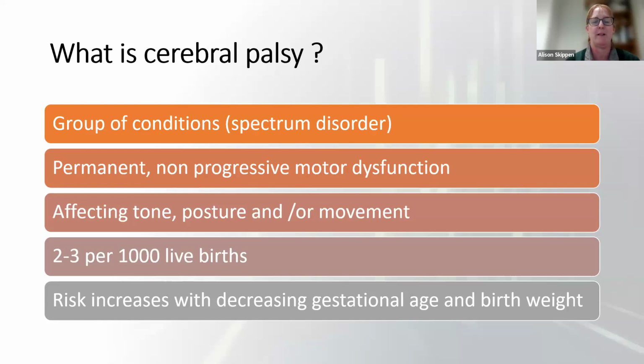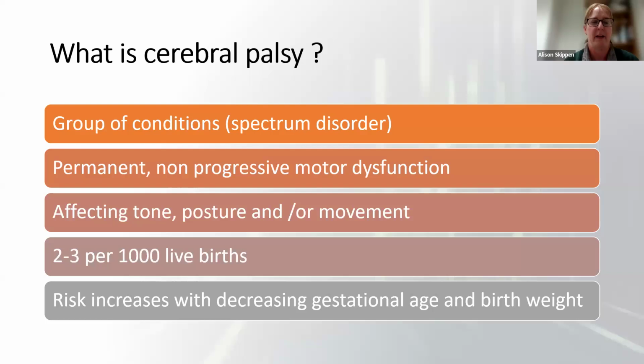episode that's happened to the brain that's caused this non-progressive motor dysfunction happens usually around the time of birth, either antenatally, perinatally, or postnatally, but it can actually happen anytime, usually they say up to about the age of 4 years. That's, I guess, the way they describe cerebral palsy and in terms of what they might be able to then determine what the causes might be from it. And that it can affect tone, posture, and or movement.